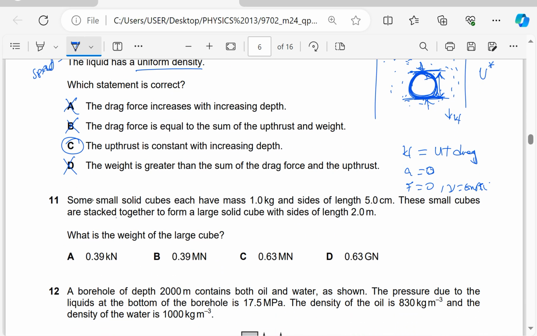Some small solid cubes each have mass 1 kilogram and size 5 centimeters.